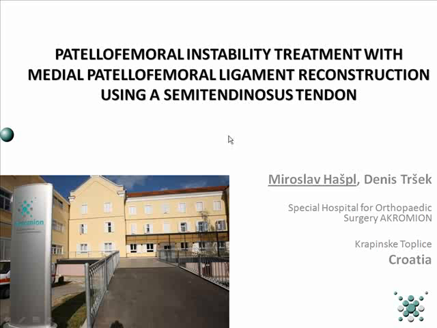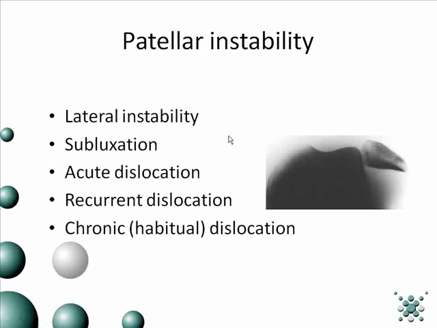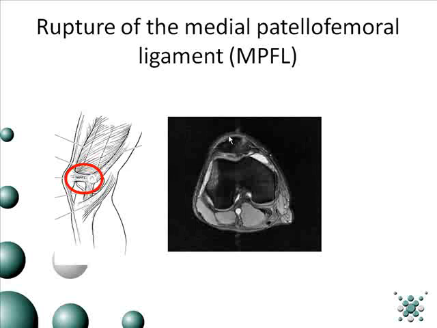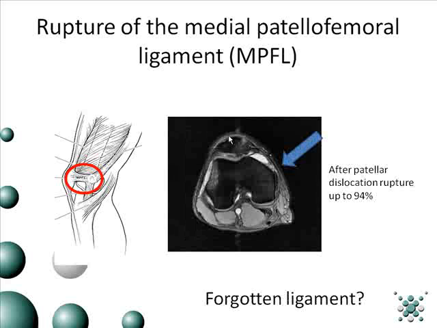To 3 millimeters subluxation, acute dislocation, recurrent dislocation, and chronic or habitual dislocations. During these dislocations, rupture of this medial patellofemoral ligament occurs in 94% or more. What's this ligament? Maybe it's the forgotten ligament.